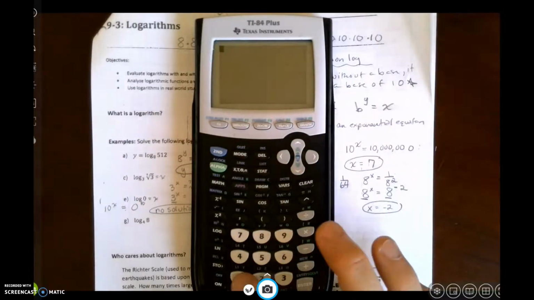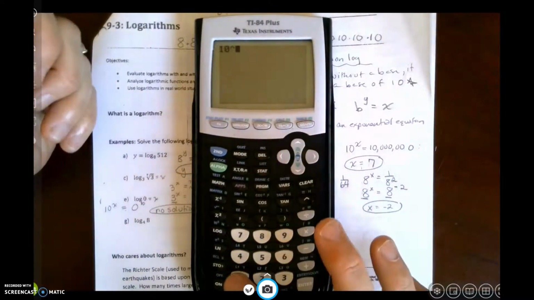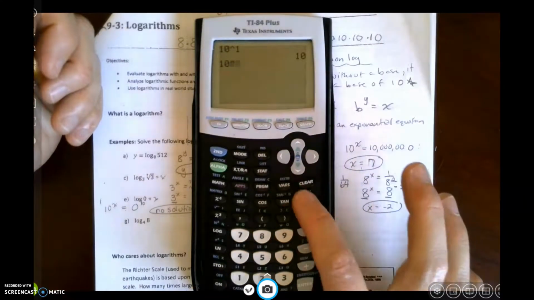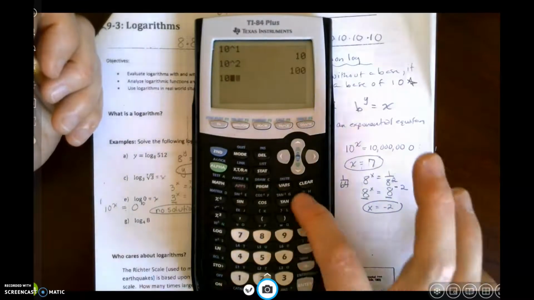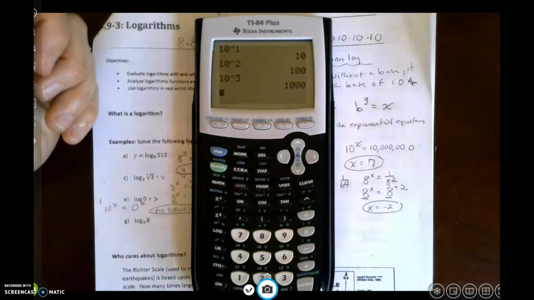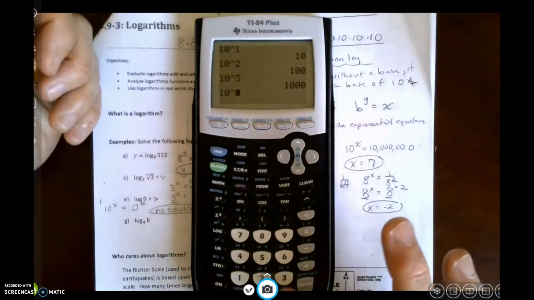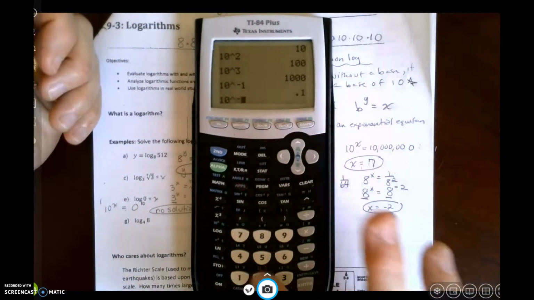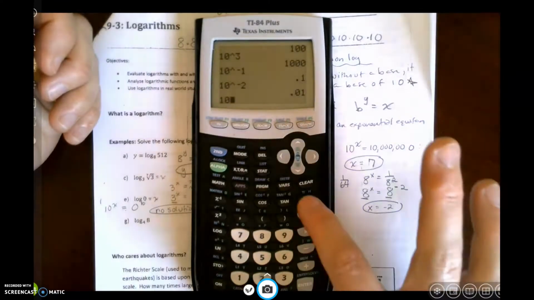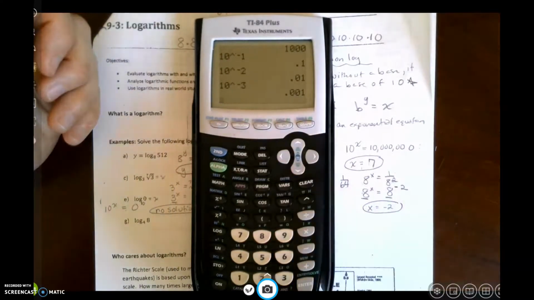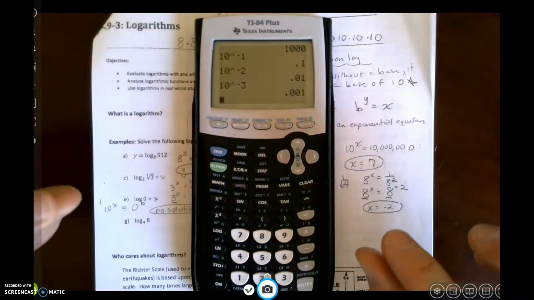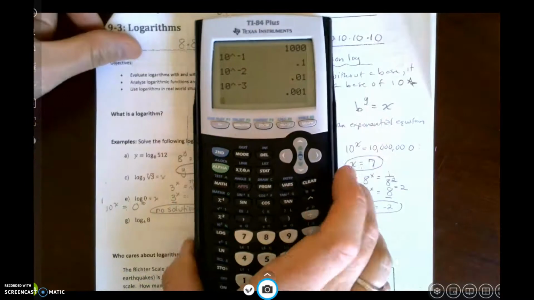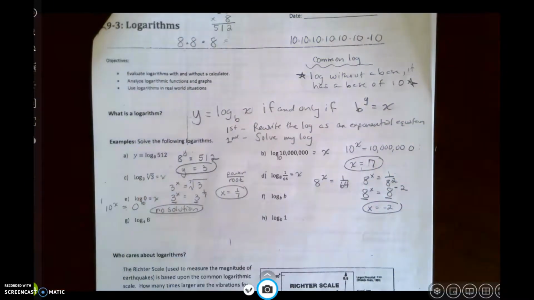Okay, so if we have 10, obviously 10 to the first, 10 to the second, 10 to the third. It's getting bigger and bigger. If I do 10 to the negative first, 10 to the negative second, 10 to the negative third, it's getting smaller. It's getting close to 0, but it will never actually equal 0. That's why it is no solution.